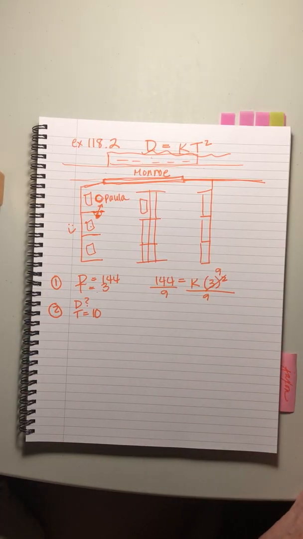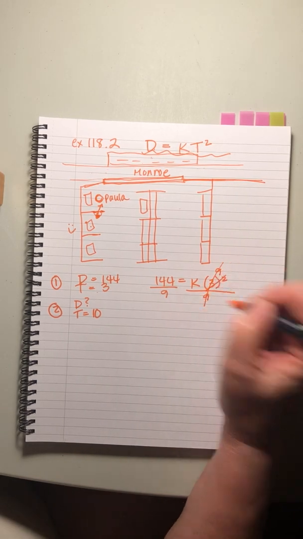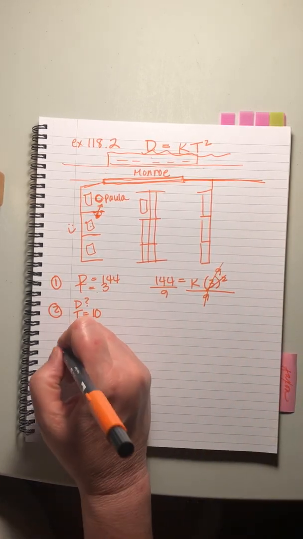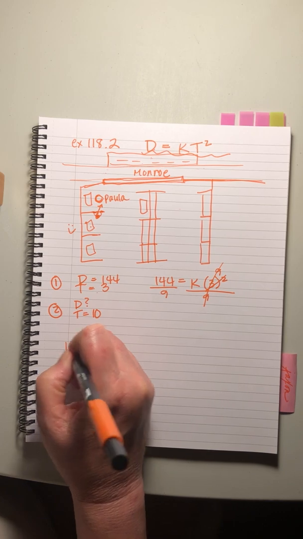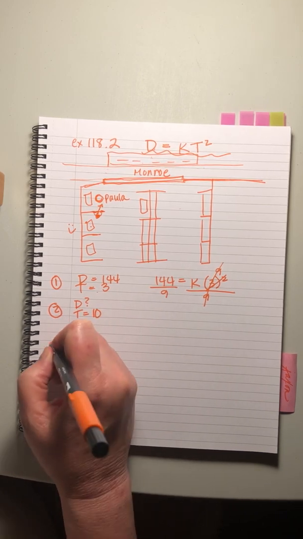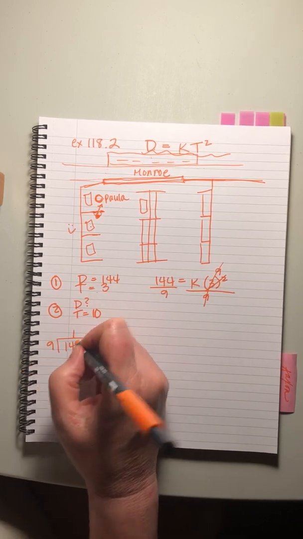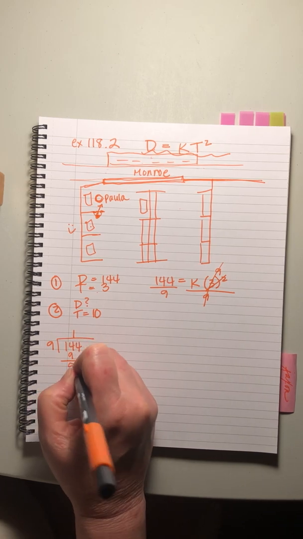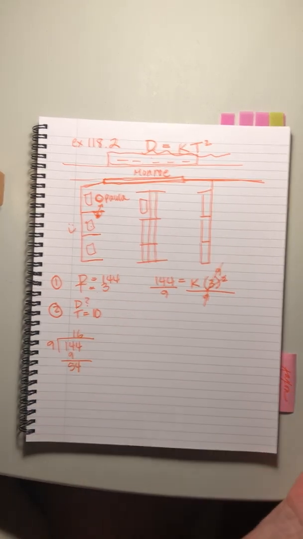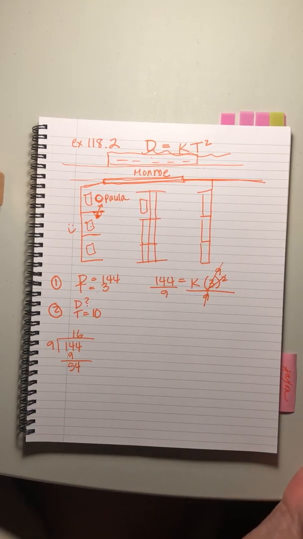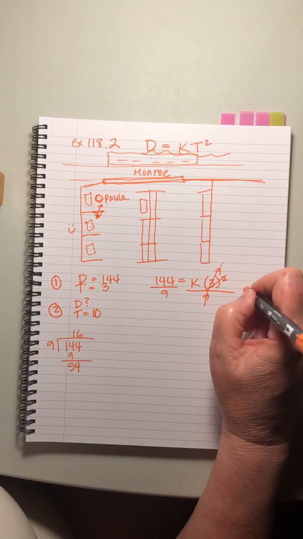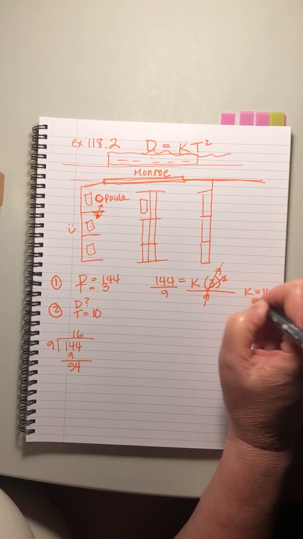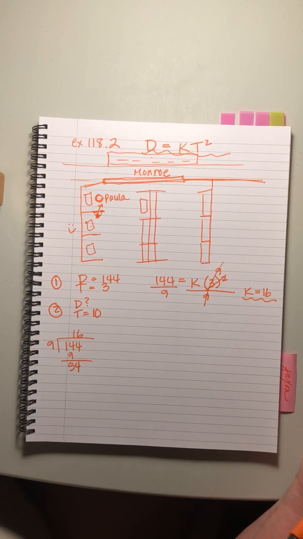That'll cancel. And now I need to do 144 divided by 9. Okay, 16, right? 9 times 16 is 144, so we get K equals 16. I'm good with it.